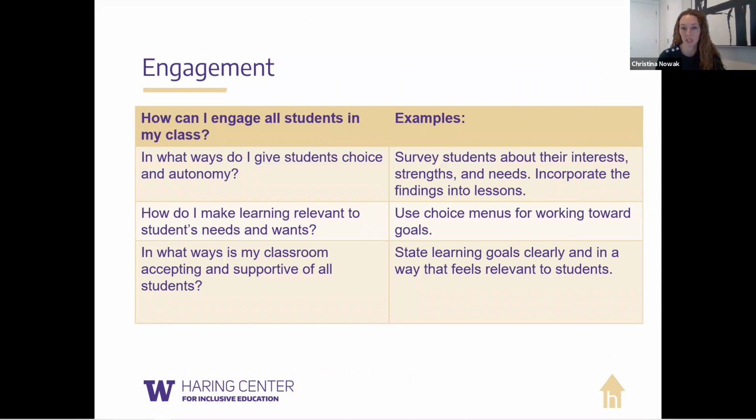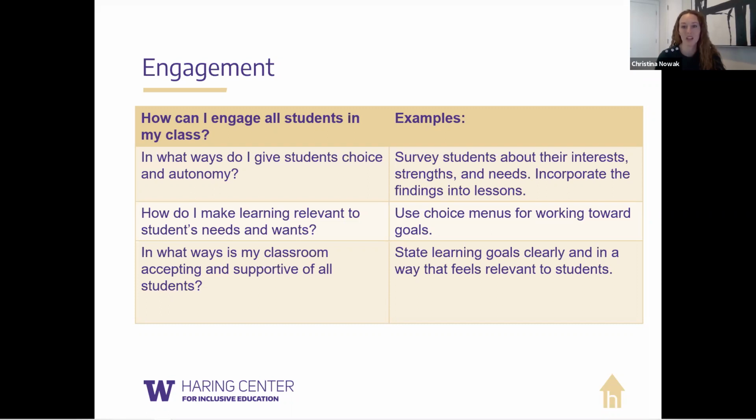As mentioned previously, the first principle of engagement seeks to answer the question of how to engage all learners. CAST, one of the founding organizations of UDL, provides the following questions and examples that can be used to guide lesson planning. Question 1 states, in what ways do I give students choice and autonomy? One way to address this question would be to survey students about their interests, strengths, and needs, as well as incorporating those findings into the lesson.